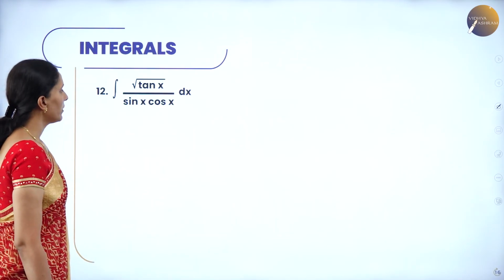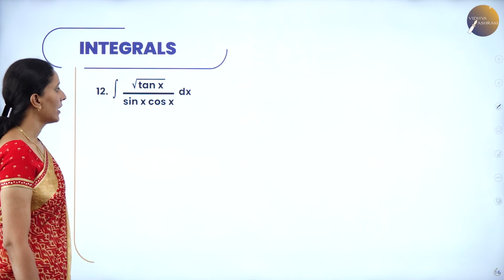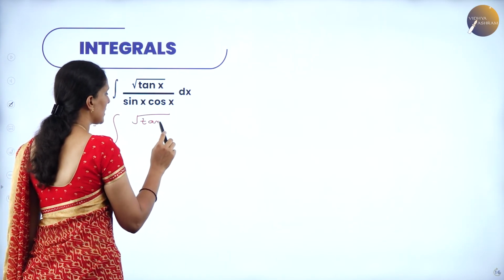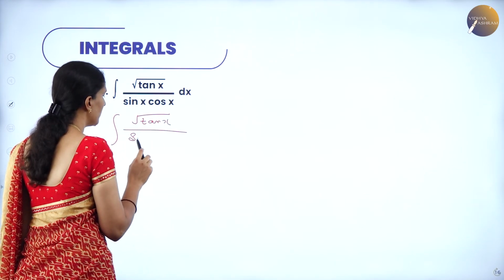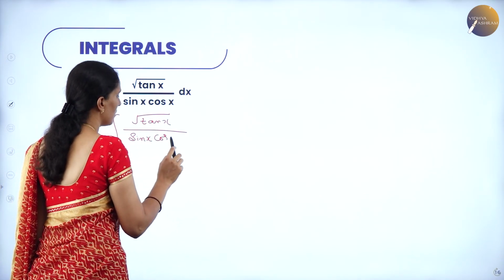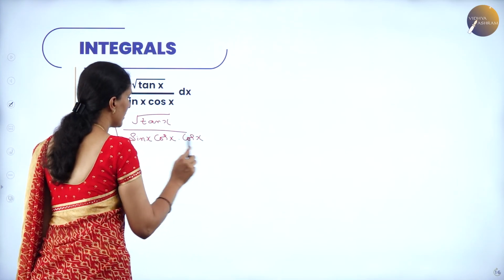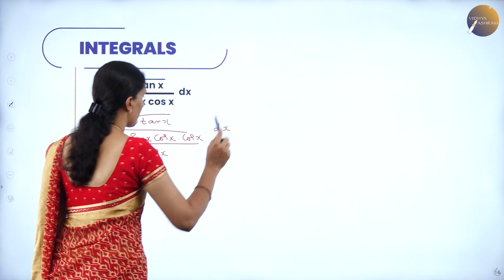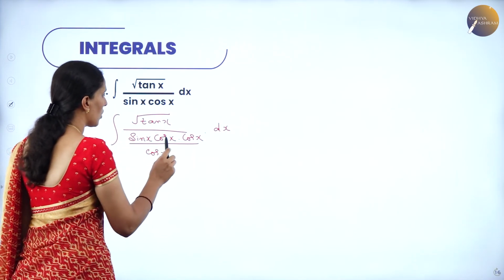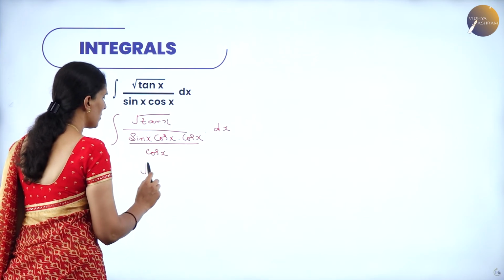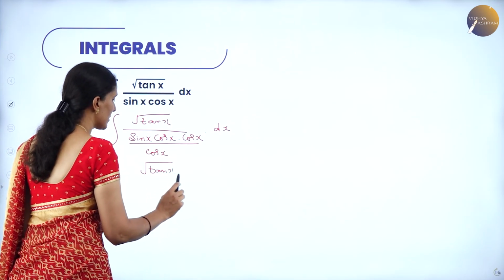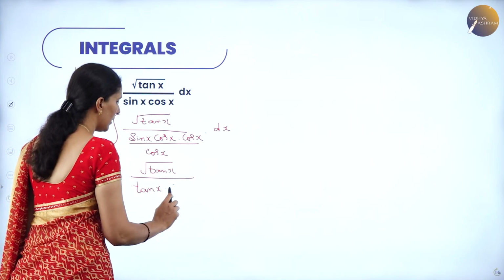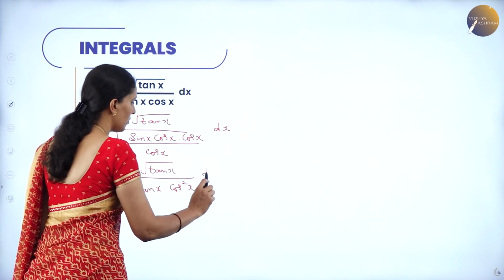Next one, root tan x divided by sin x into cos x. So here I'll write the numerator as it is, and in the denominator I will multiply by cos x and divide by cos x, into dx. Now here what happens? Cos x into cos x is cos square x. So here it is tan x divided by sin by cos, which is tan. So this is root tan x divided by tan x into cos square x into dx.